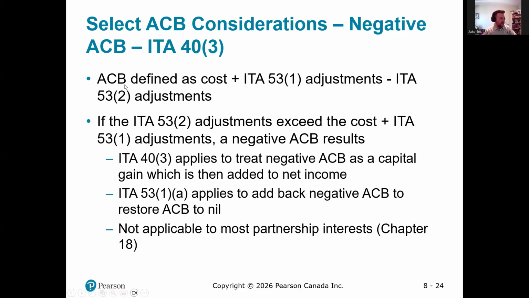So just to go through what this slide's saying, ACB is defined as cost plus adjustments minus other adjustments. If the adjustments exceed the cost, then a negative ACB results. So Tax Act Section 40 says we're going to treat the negative ACB as a capital gain, which is added to income, and then we apply that add back to the negative ACB, restoring it to nil. So if my ACB is negative 3,000, I have to add $3,000 to the cost base. Therefore, I need to add a $3,000 capital gain, which is a $1,500 taxable capital gain.